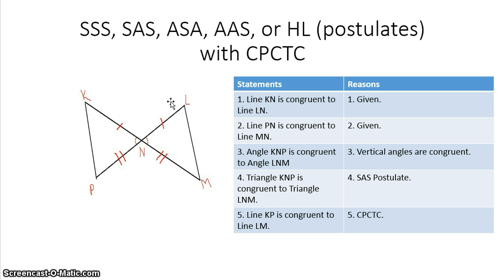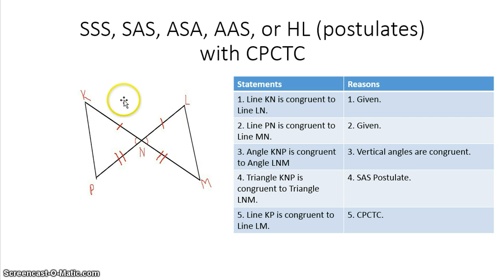That means when you have two congruent triangles, the parts, the angles or sides or whatever, that correspond with each other are congruent. And we were given this triangle and asked to prove that line KP is congruent to line LM.